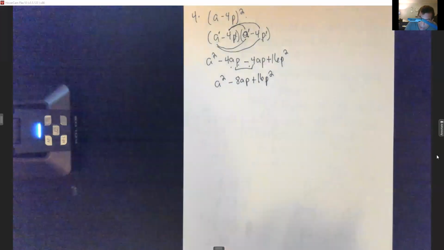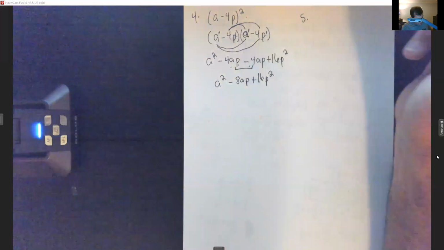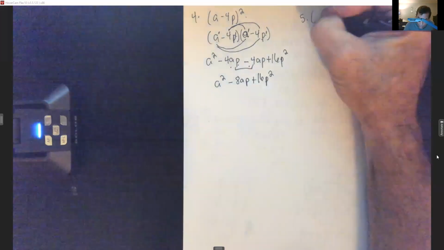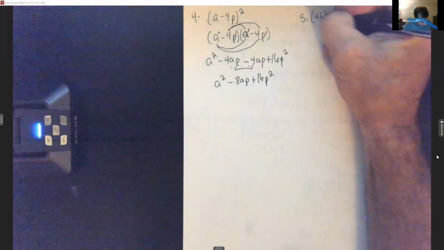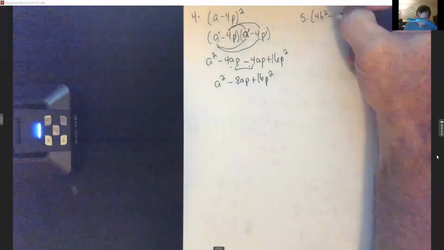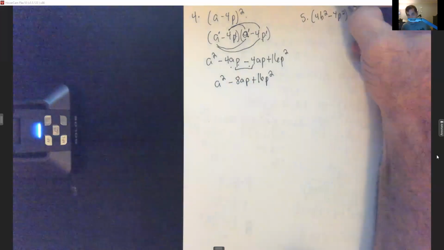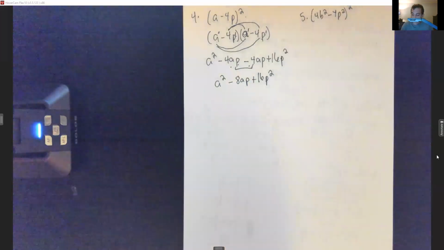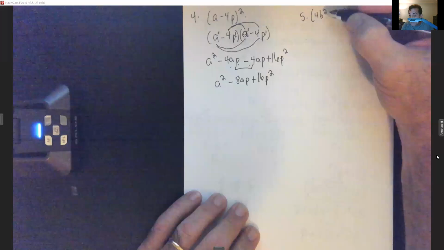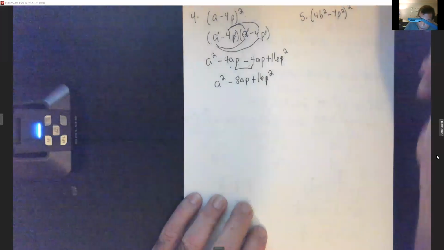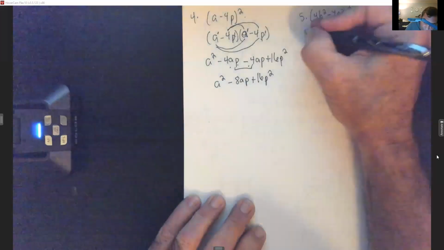All right, then number 5, they gave me a really nice one. (4B squared minus 4P squared), all of that squared. So once again, I got stuff in the parentheses being squared, so I got to write the stuff in the parentheses twice.